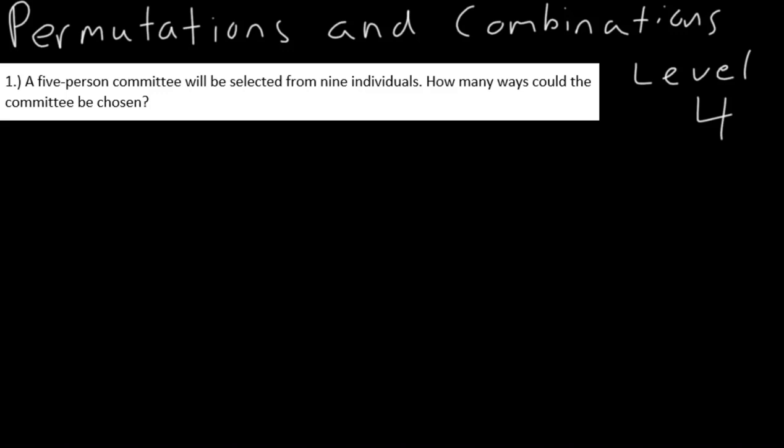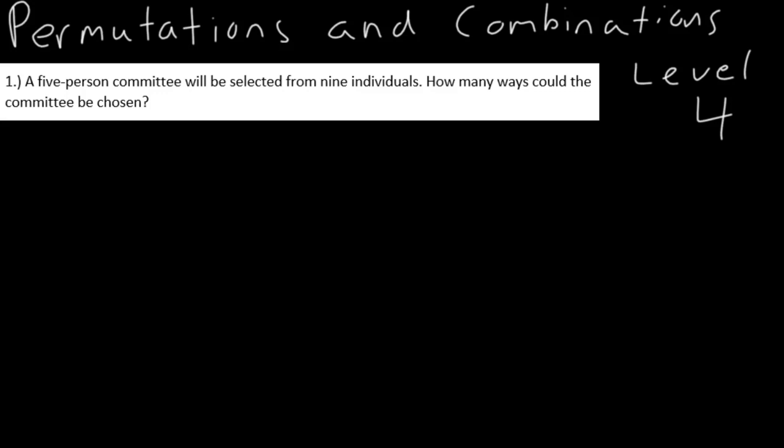Alright, and welcome to Permutations and Combinations Level 4. So we have a 5-person committee will be selected from 9 individuals. How many ways could the committee be chosen? Well, the question we want to ask ourselves here is first, does order matter?